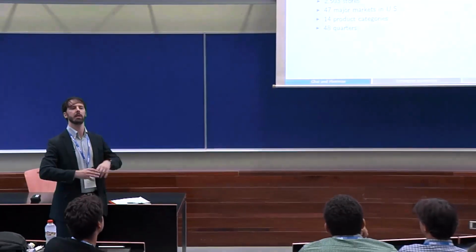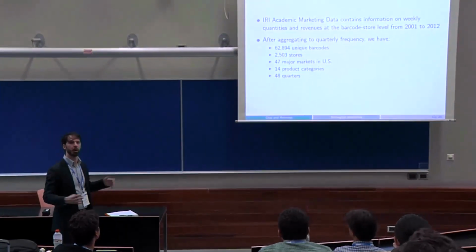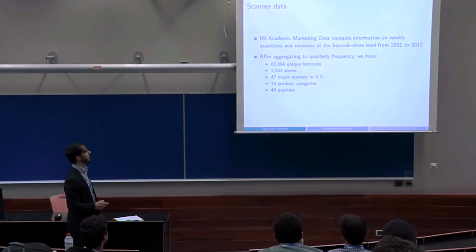Okay, so let's talk about the data for a second. Let me get to some results. So I'm using scanner data, originally weekly frequency. I'm going to go to quarterly frequency to get business cycle frequency. There's almost 63,000 barcodes in 2,500 stores across 47 markets in the US. I'm looking at 14 product categories in 48 quarters. So this is not the universe of consumer goods, but it's a broad representative cross-section of the US market.